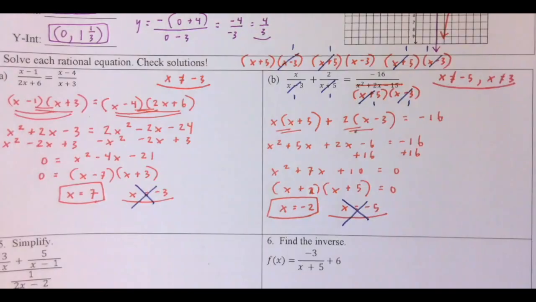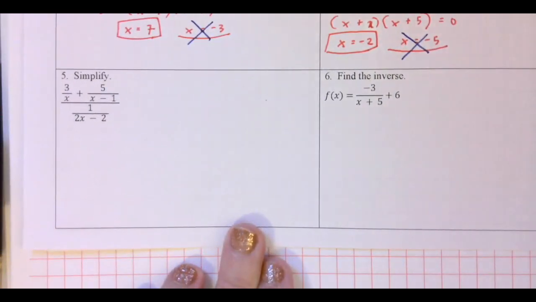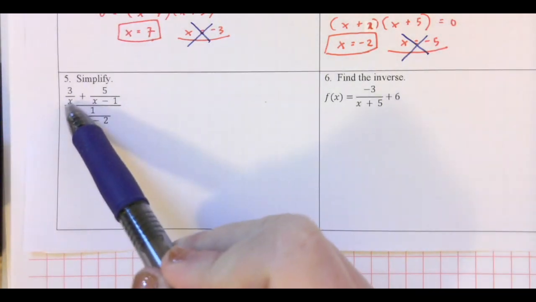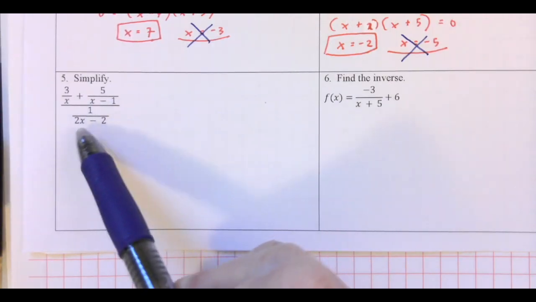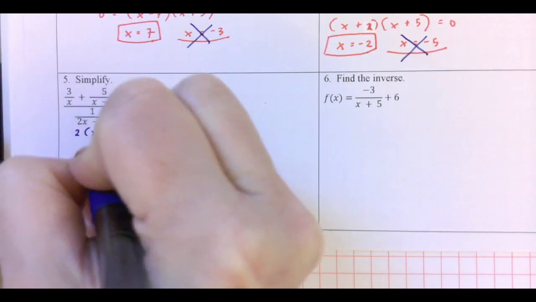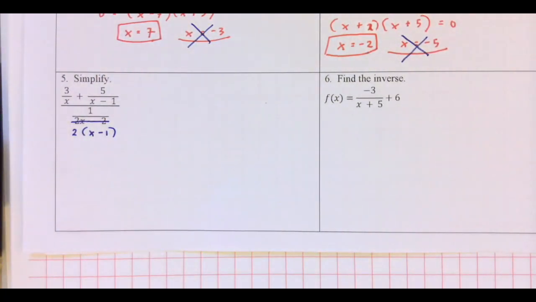All right, next up, here I'm giving you a complex fraction, right? We have a fraction inside of a fraction, and we're asked to simplify. If I look at the 3 separate fractions, or ratios, that we have, this one has an x on the bottom, this one has an x minus 1 on the bottom, and this one, if I factor that, is 2 times x minus 1 on the bottom. I'm just going to cross it out so I can see it factored.